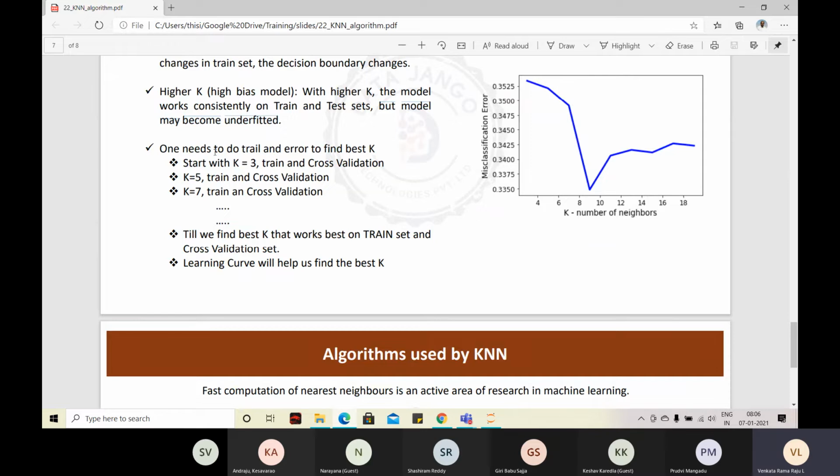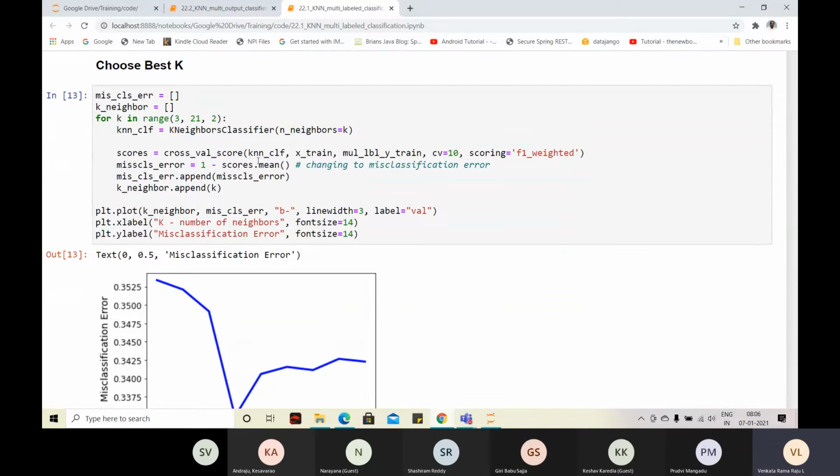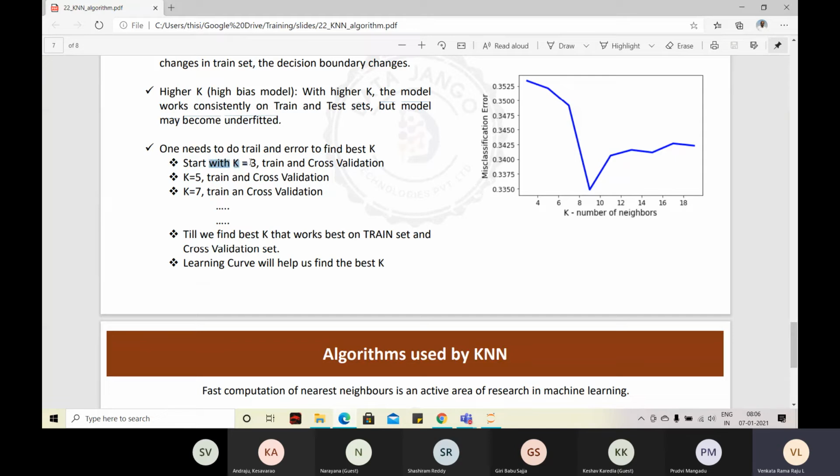So one needs trial and error to find the best K. This is trial and error only. Now I am putting it in blunt terminology; I am not saying hyperparameter tuning and all fancy words here. We take K as 3, 5, 7 like that, and K-fold cross validation tries to see how the model is working on the train set and the cross validation set. If the model is working well on train and cross validation, most probably it will work well on the test set also. That's how we choose K.